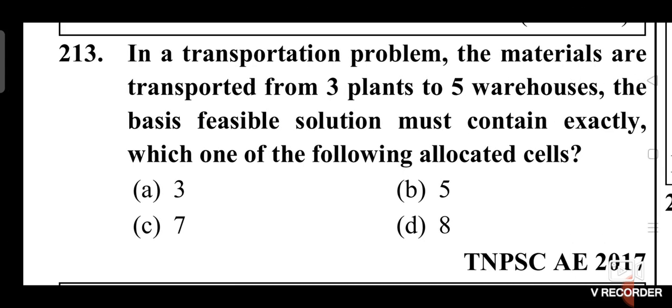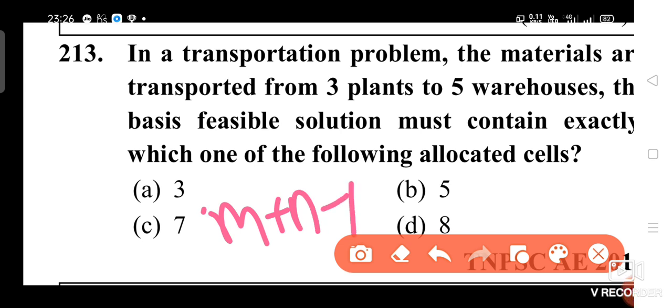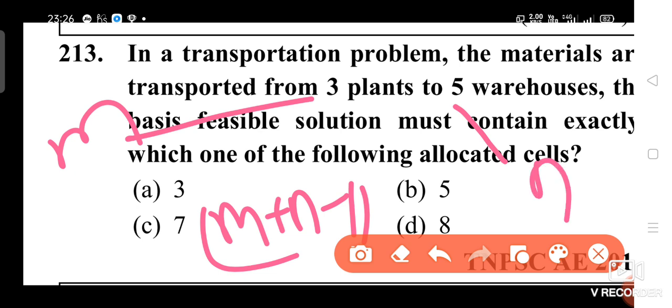Next, in a transportation problem, the material is transported from 3 plants to 5 warehouses. The basic feasible solution must contain exactly which one of the following allocated cells? So the answer we calculate is m plus n minus 1. Here 3 is m, 5 is n, so we calculate it and the answer is 7.